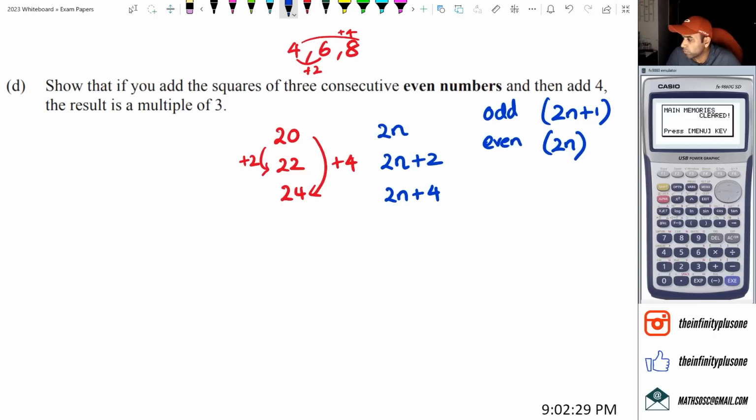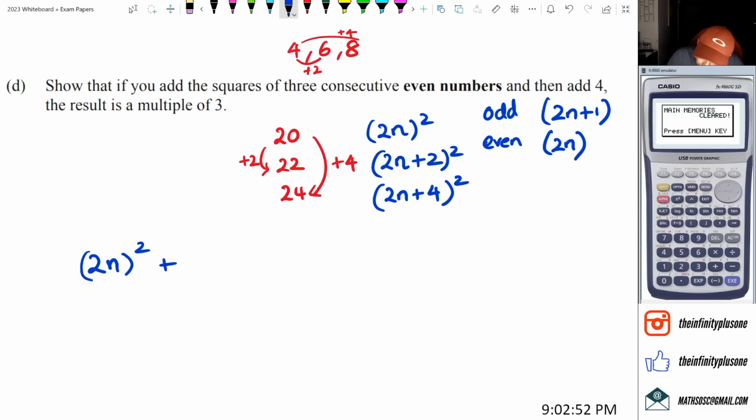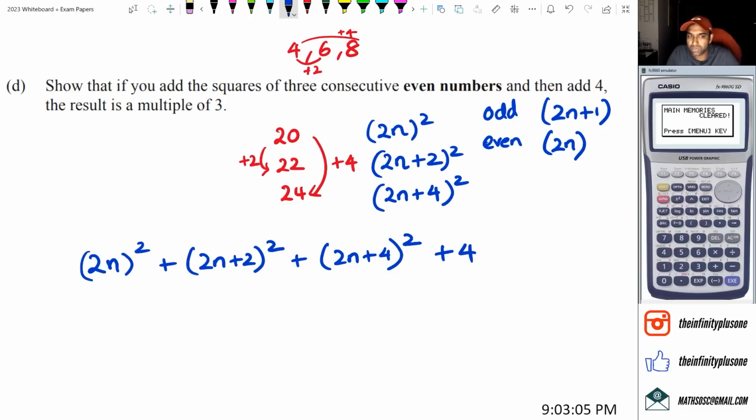So just to reiterate, all we've done so far is those 3 consecutive even numbers. Now, the question is saying, show that if you add the squares, so I've got to square each of these consecutive numbers and then add 4 to it. So I've got 2n squared plus 2n plus 2 squared plus 2n plus 4 squared, and then I need to add 4 to it. The result is a multiple of 3.